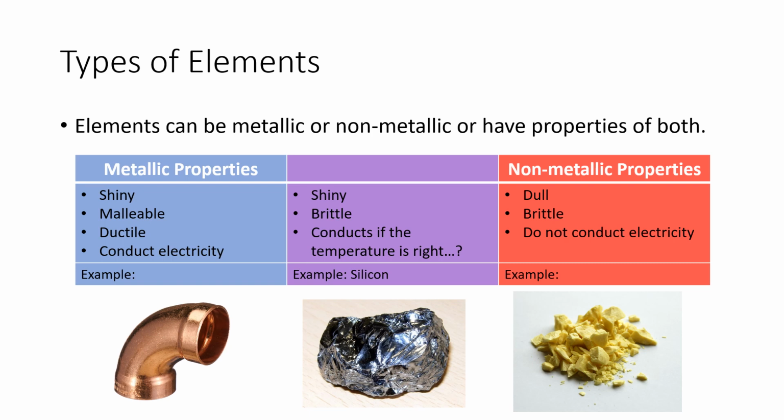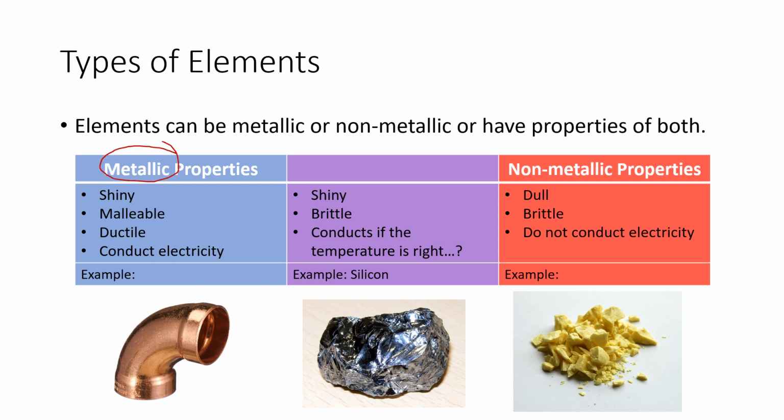Now the elements themselves, when they put together that periodic table, the reason why they arranged them the way they did is because of the physical and chemical properties that the elements showed. And some different types of elements showed up right away. A lot of elements, the majority of the elements in the periodic table, are metals.